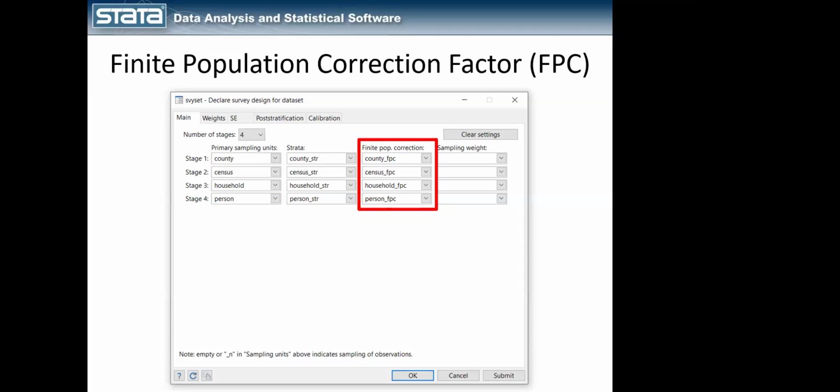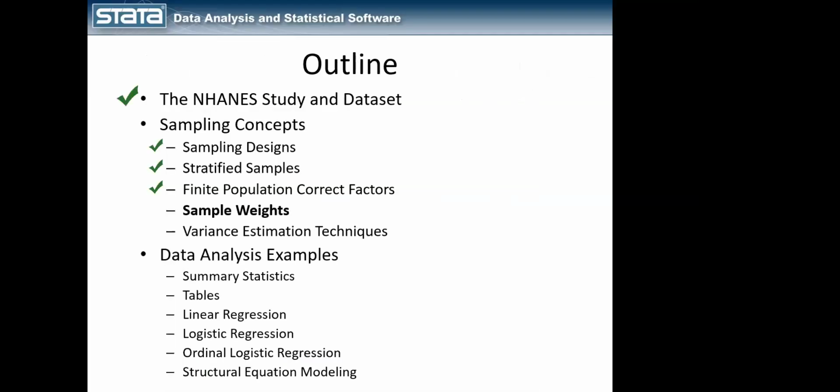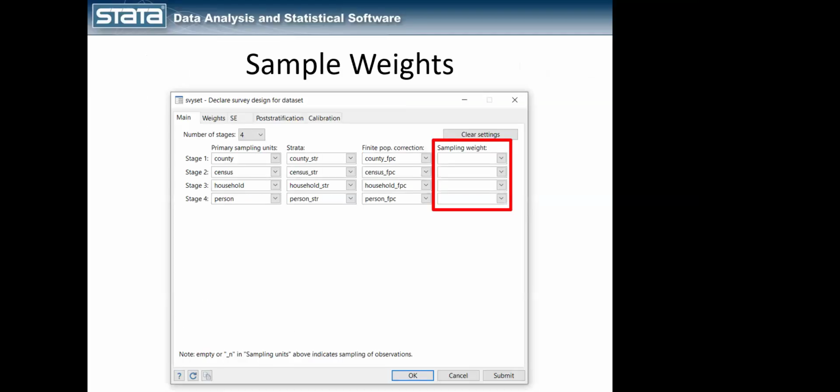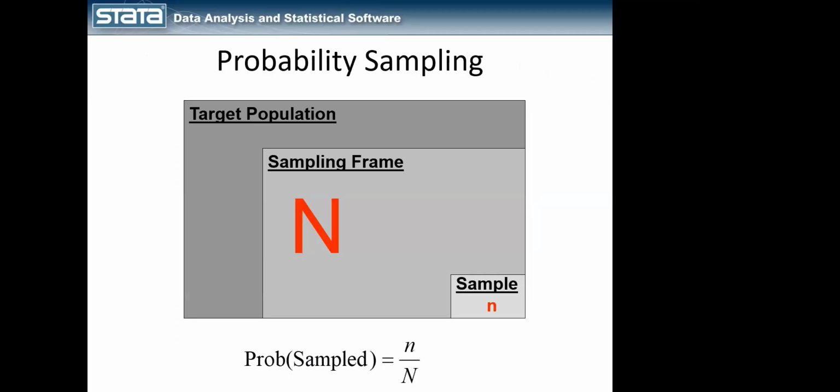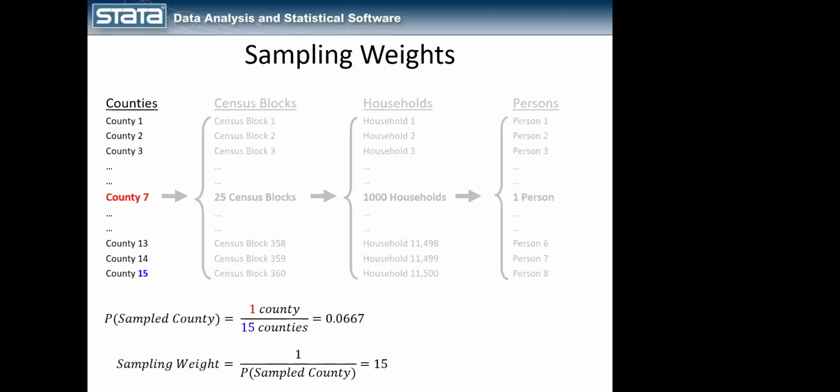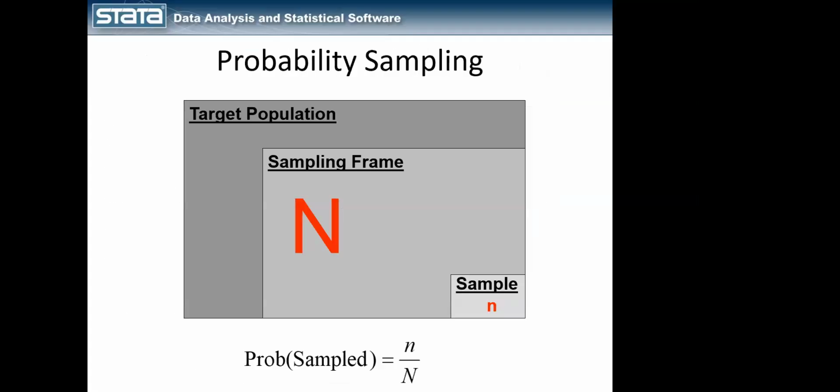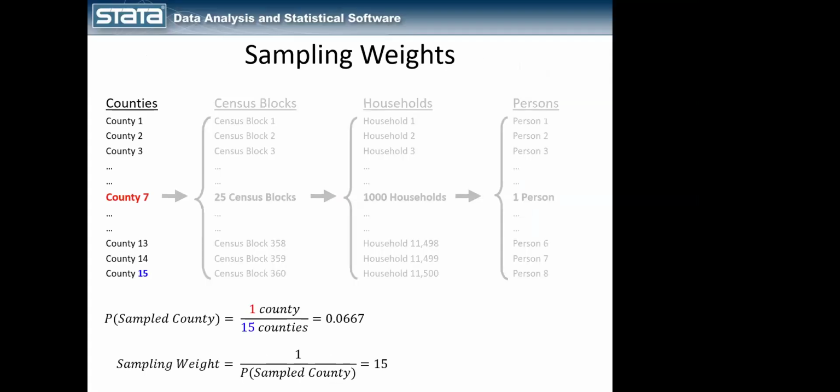Okay, next up, let's talk about sampling weights. So sample weights, that's the box on the far right here. We're going to need to fill those in. Recall that we're talking about probability samples. So we know big N, we know little n. The sample weight is simply the reciprocal of the probability of being sampled.